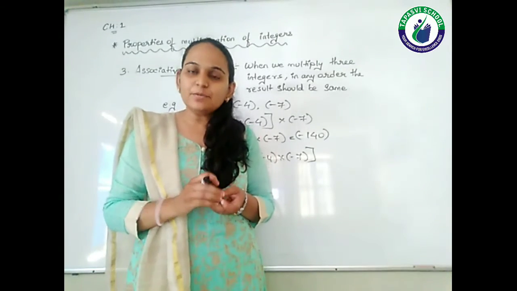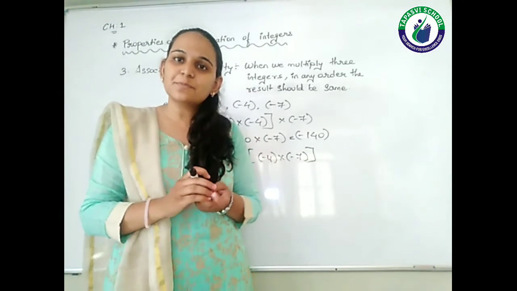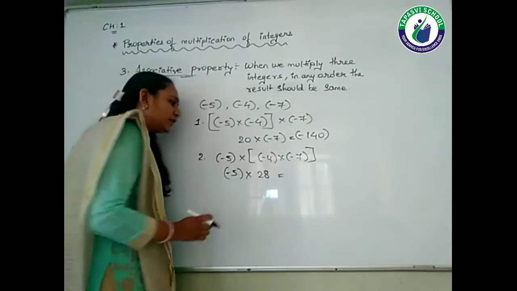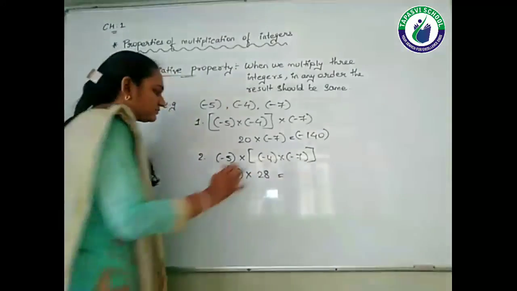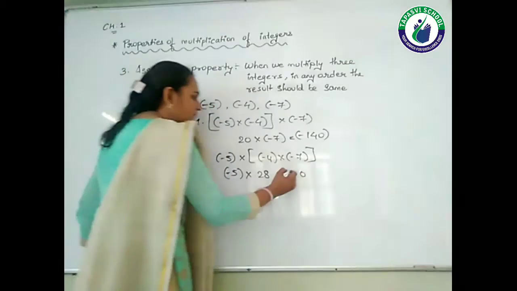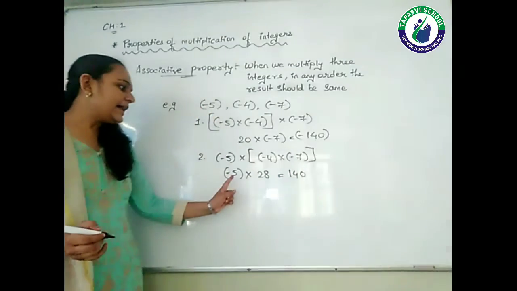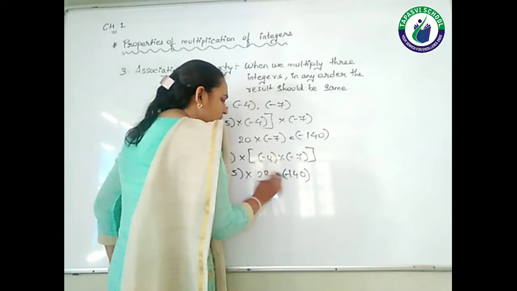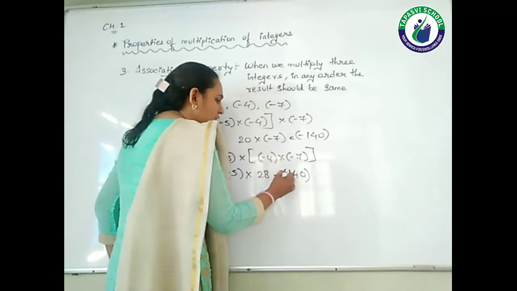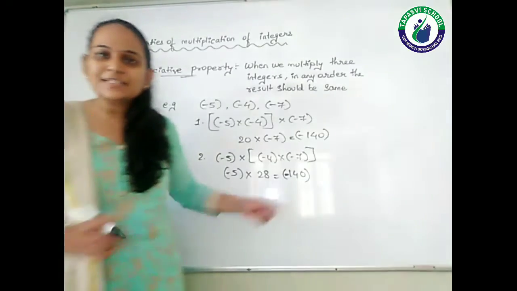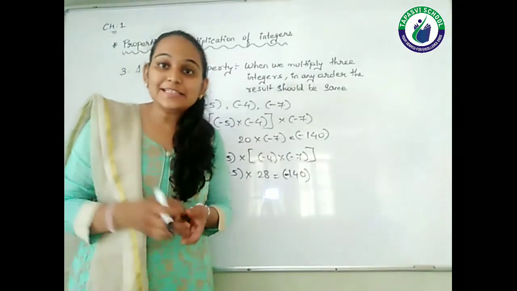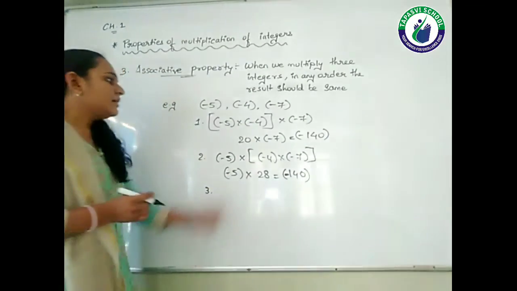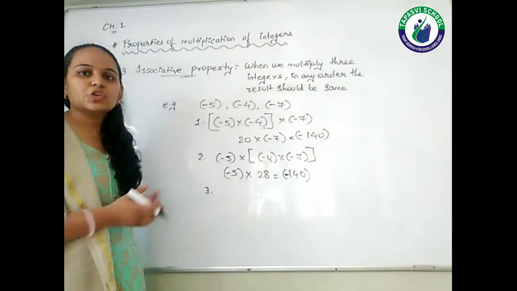The answer will be 28, because 4 7s are 28, and minus minus becomes plus. So now 28 into 5, 28 5s are 140, and minus plus, the answer will be minus, students. The answer is -140. So in the second case also I am getting the answer as -140. Let's see the third case. In the third case I will be multiplying -5 and -7, because only that combination is remaining now.